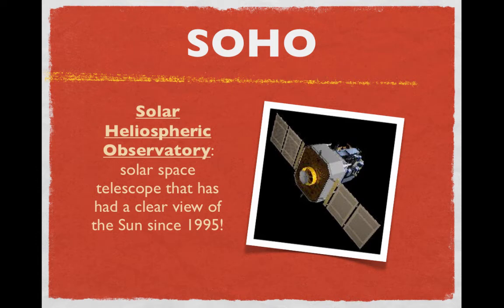The SOHO is a space telescope that has had a clear view of the sun since 1995, so a lot of the images that we have of the sun have been taken using the SOHO.